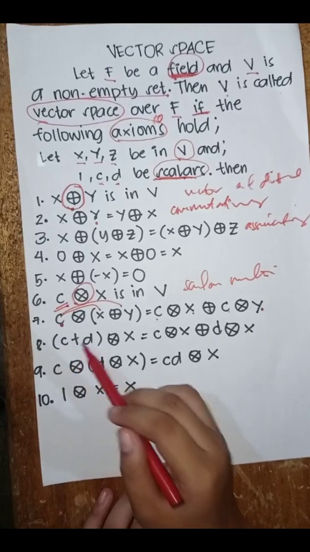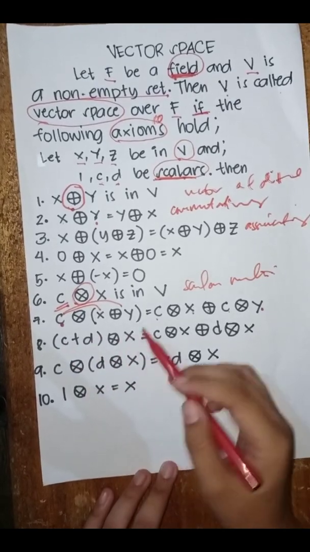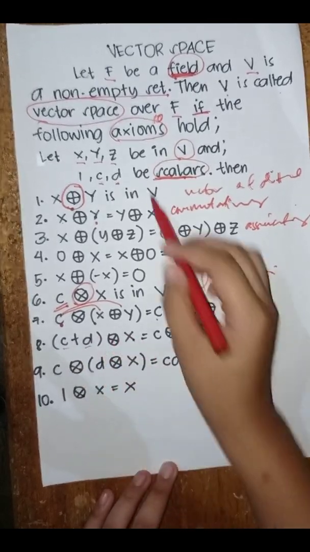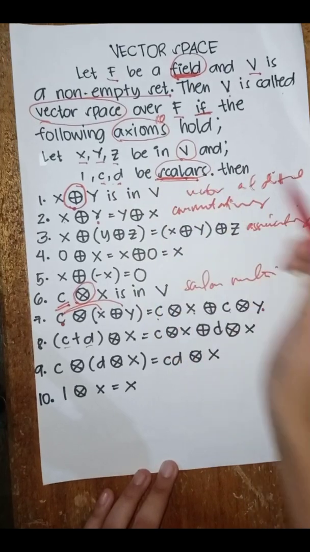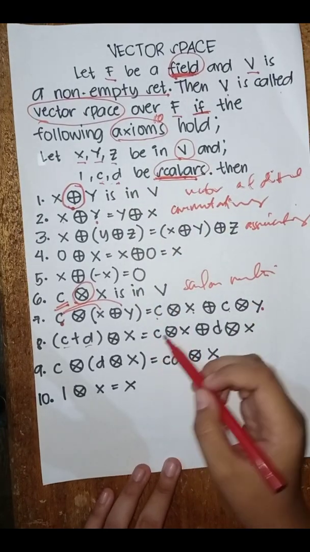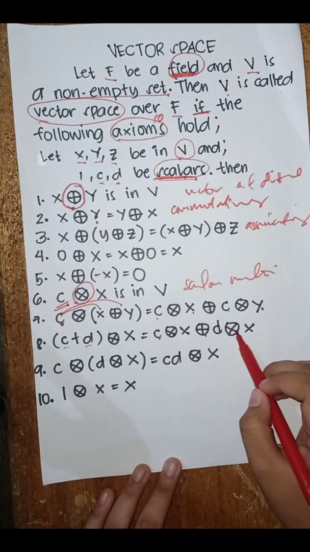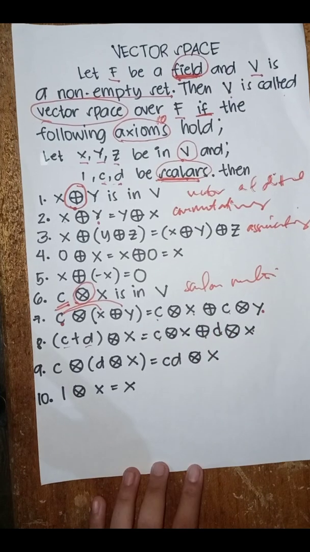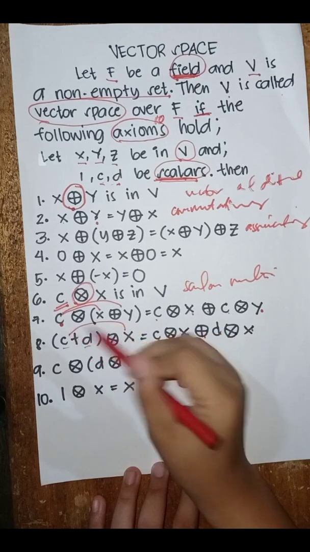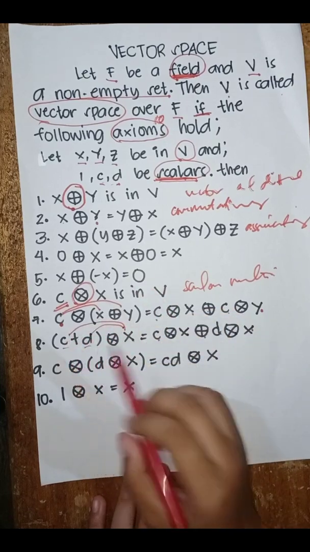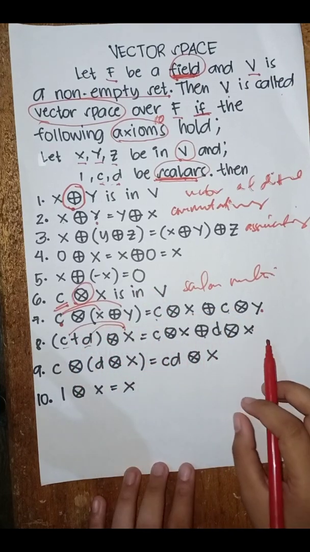Number 8 or 8th axiom. Quantity of C plus D times X, the C and D are scalars, is equals to C times X plus D times X. The X were distributed to C and D. So, it's about distributivity again.